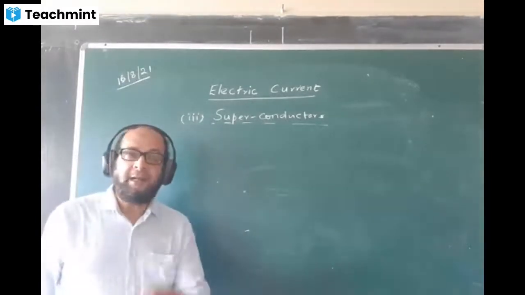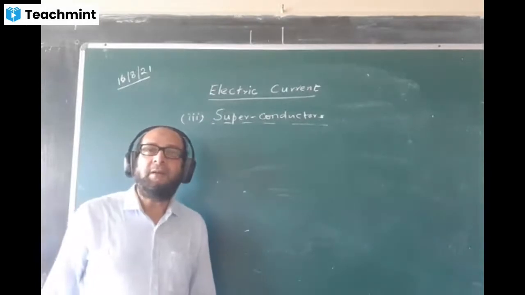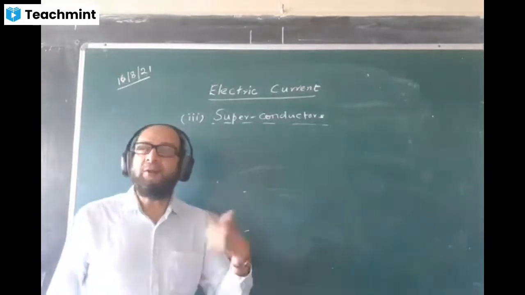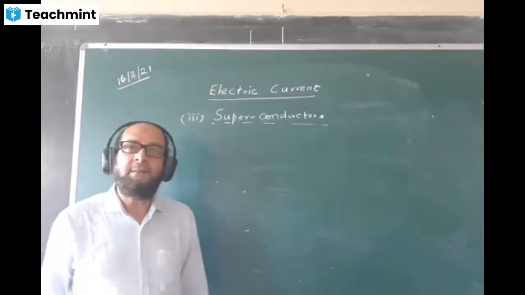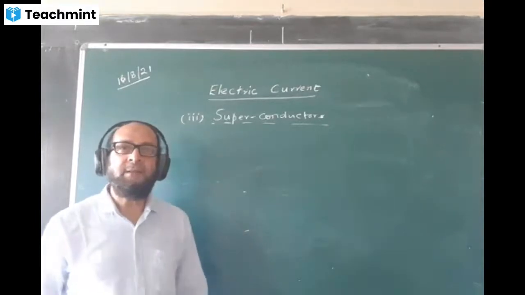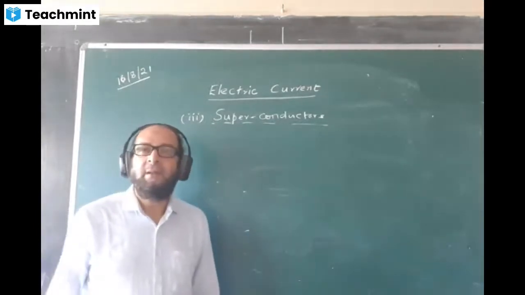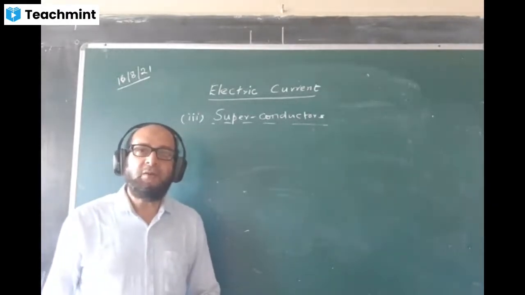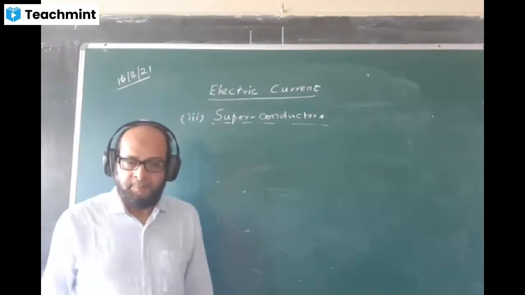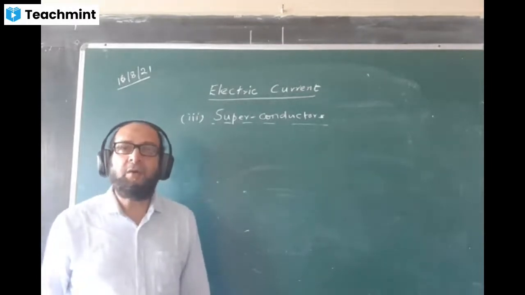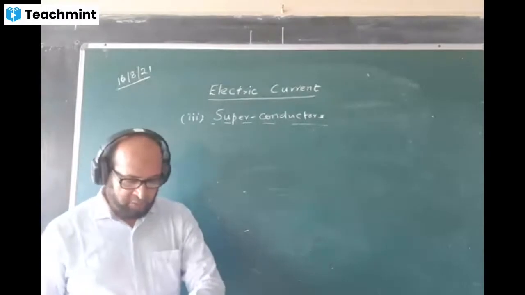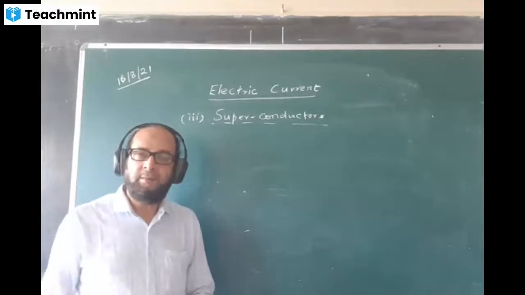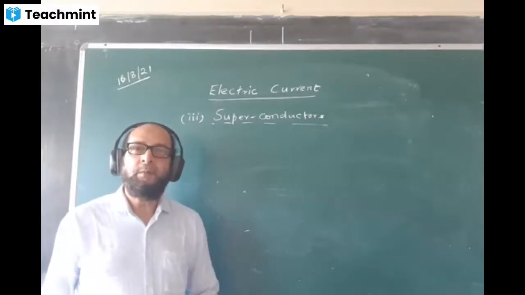Write down the definition. The substance, under bracket conductors, with zero resistance is called a superconductor. Full stop.